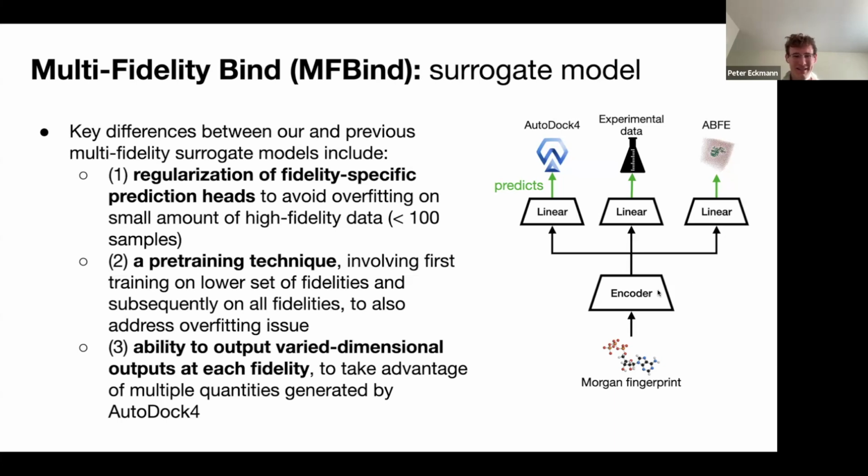And the third main difference is the ability to output multi-dimensional outputs at each fidelity to take advantage of the multiple quantities generated by autodoc. So autodoc doesn't just output an estimate of the binding energy, it also outputs a bunch of other values associated with binding, such as other components of the binding energy or number of hydrogen bonds, that sort of thing. And we found that if we model all of these simultaneously, using our multi-fidelity surrogate, the performance actually improves.